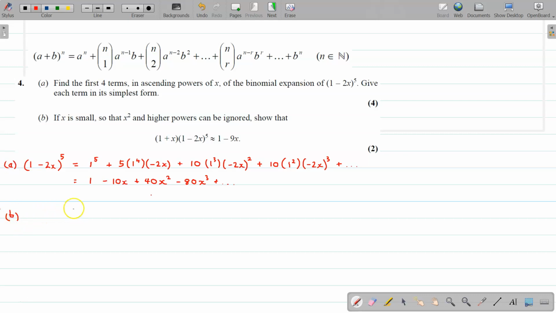So we have to work out 1 plus x times, okay, and what I'm going to do is simply work out just the first 2 terms out of here, which is 1 minus 10x, okay, because you see, if I include the x squared term as well, then it's already told me that that's too small to worry about, and so I won't need to even look at that. So that's as far as I need to go in the expansion.